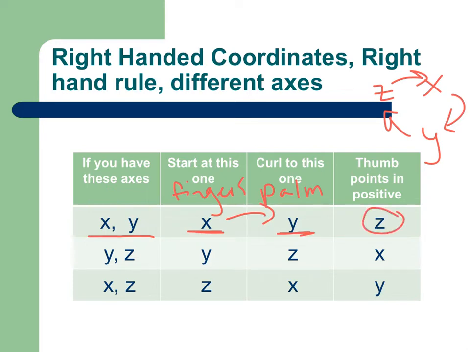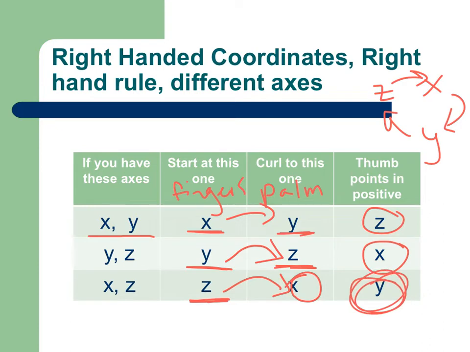So as I said here, if you start at X and you curl to Y, you end up at Z. And similarly, if you start at Y, facing your palm towards Z so your fingers can curl from Y to Z, then your thumb is going to point in the X direction. And if you start at Z with your palm facing X and you can curl your fingers from Z to X, then you end up computing Y.